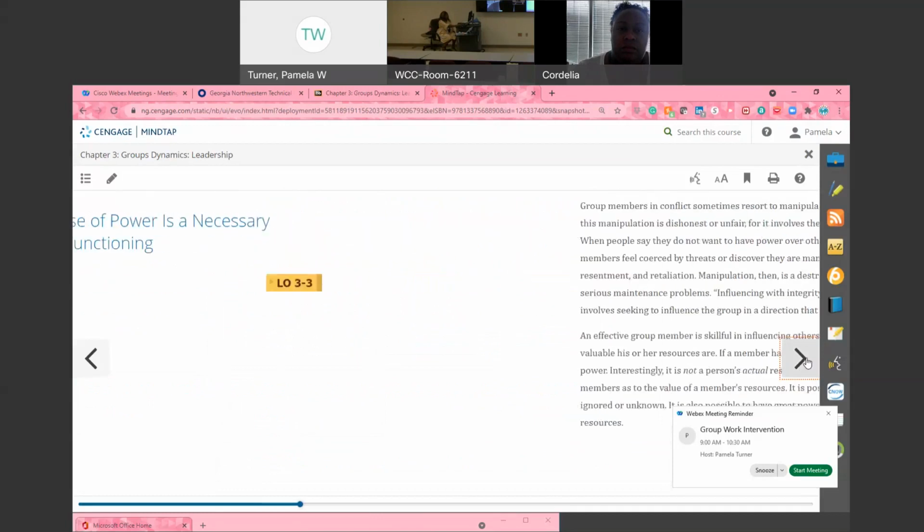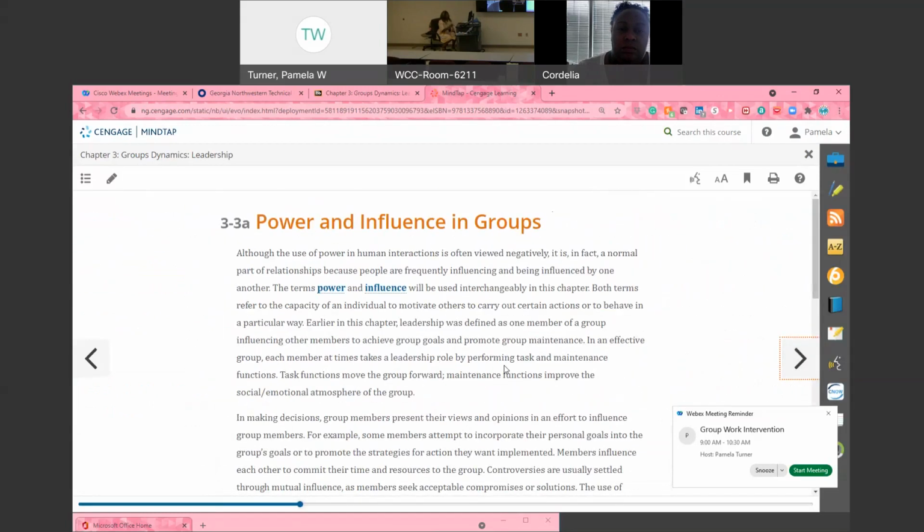So power and influence. As counselors and social workers, we definitely have power and influence nearly by our title, right? So if I'm running a group, I'm looking at the power and influence that's happening in the group. Although the use of power in human interactions is viewed negatively, in fact, it is a normal part of relationships because people are frequently influencing and being influenced.